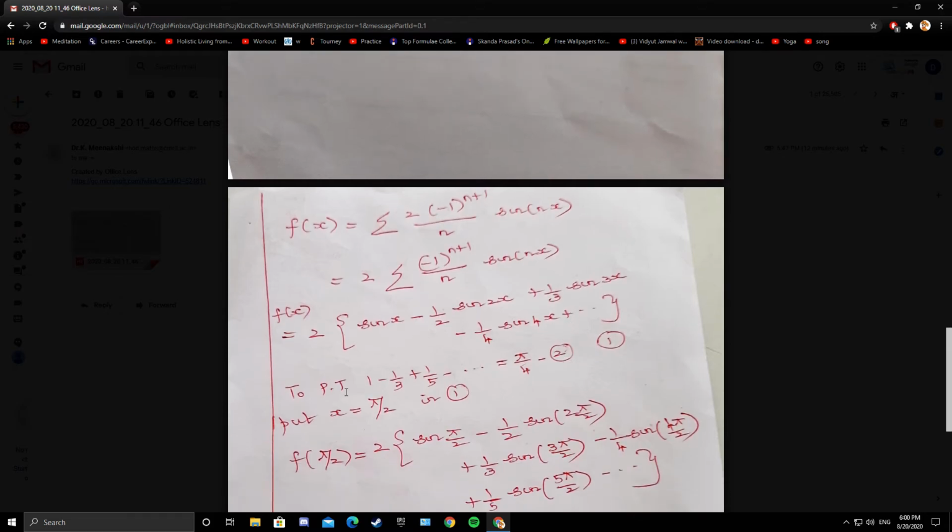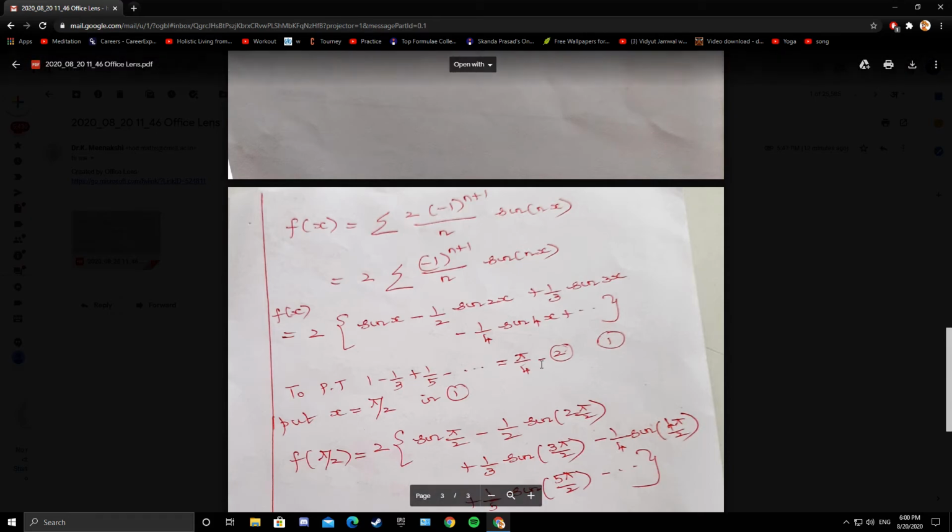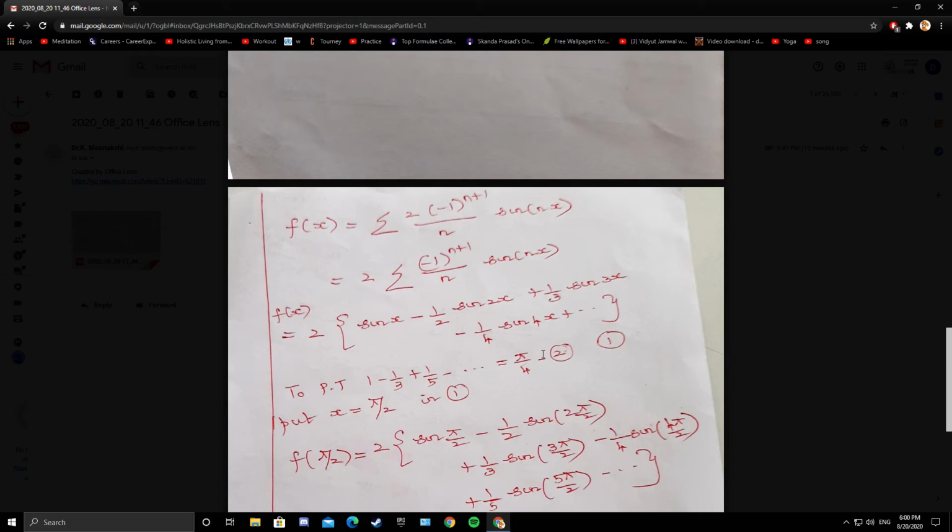Now you are asked to prove that 1 minus 1 by 3 plus 1 by 5 minus etc. equals pi by 4. So if you are asked to prove something or deduce something, you take the Fourier expansion as 1, and whatever you have to prove, take it as 2. So from now you compare the series part, that is the bracket term, and this. So guess the value of x.